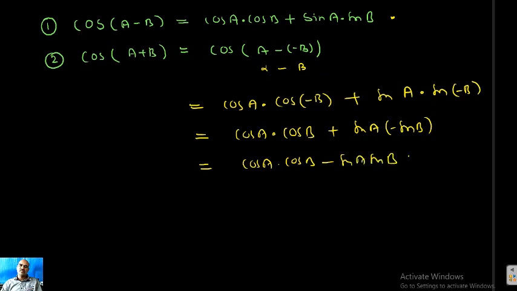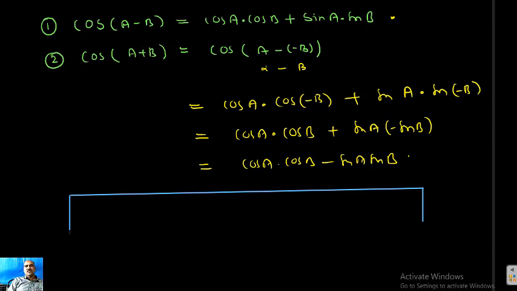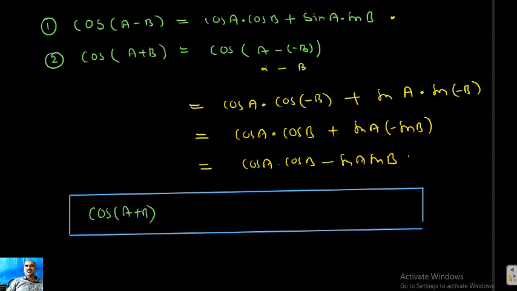So, result number 2 I am finalizing, students. Here observe. Result number 2: cos of A plus B equals cos A cos B minus sin A sin B. Observe, students, here minus means here you are getting plus, here plus means you are getting minus.